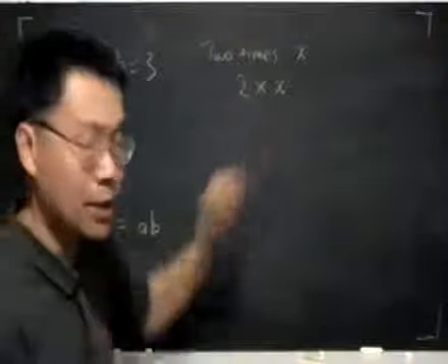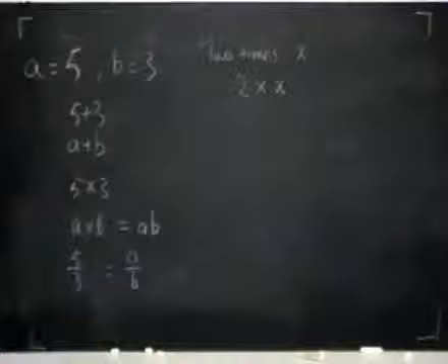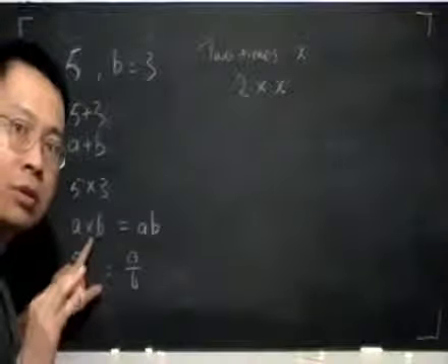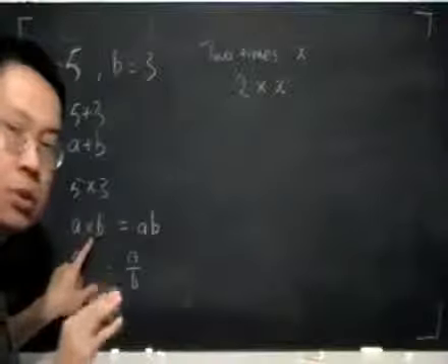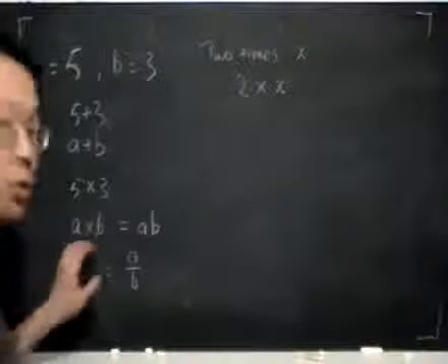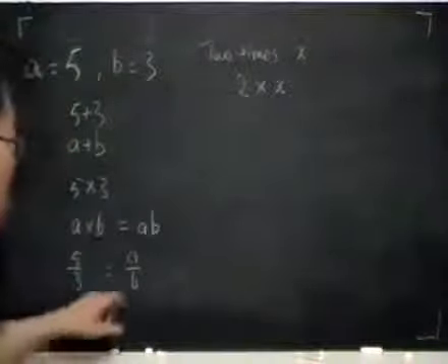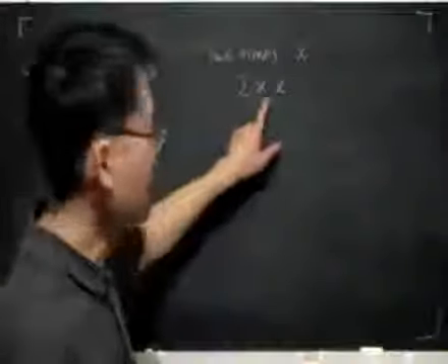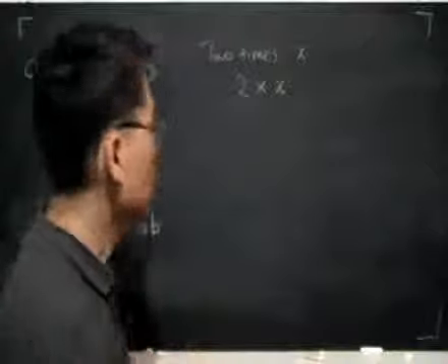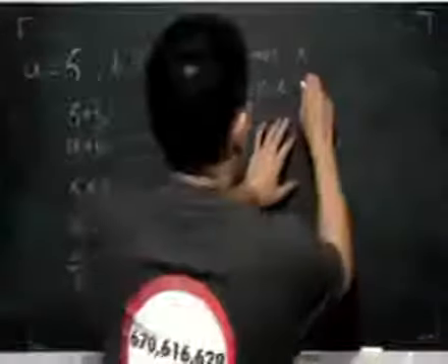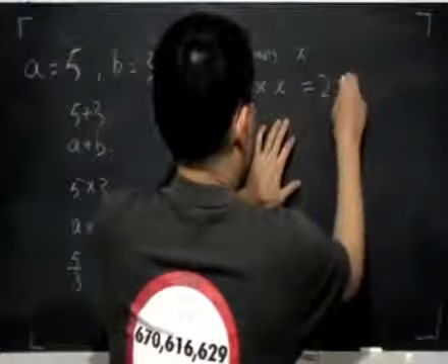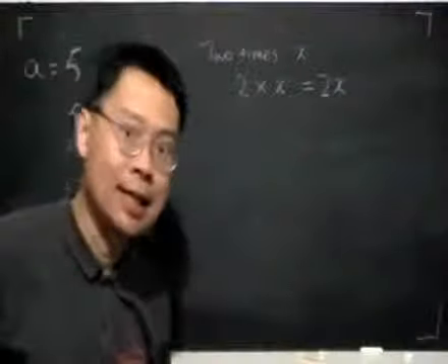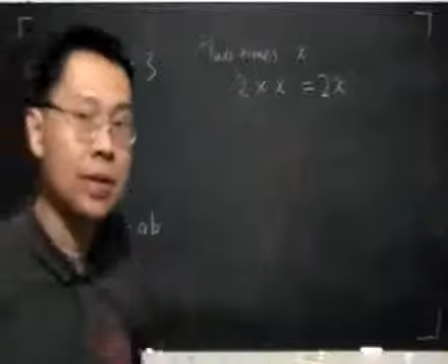So that's 2 times x, and as I've just said, when we have 2 symbols multiplied together in algebra, we can leave out the times. Now in this case we have a number and a symbol. We can also leave out the times and write it as 2x. So 2x means the same as 2 times x.